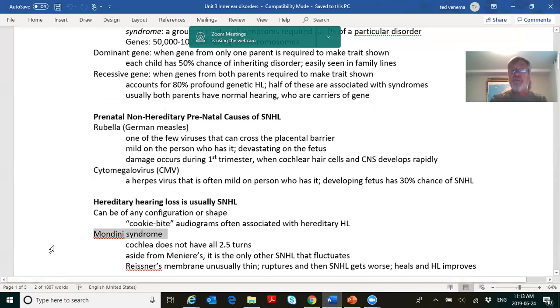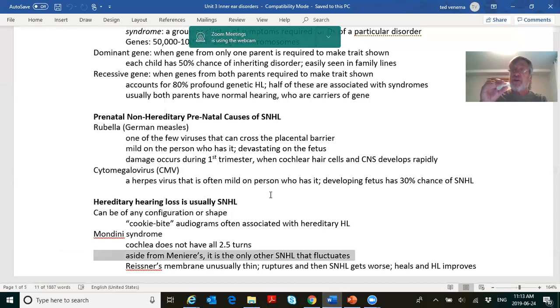And aside from Meniere's disease, which we'll cover next week, it's the only sensory neural loss that can actually fluctuate. Normally, only conductive loss will fluctuate in degree, or can. Sensory neural loss usually does not. Okay? You usually have it and it stays. Or you'll develop it and it'll slowly get worse and worse and worse, but it never gets better.